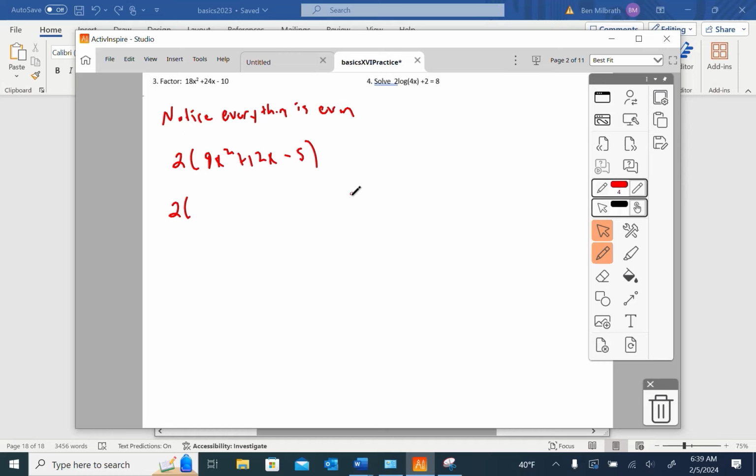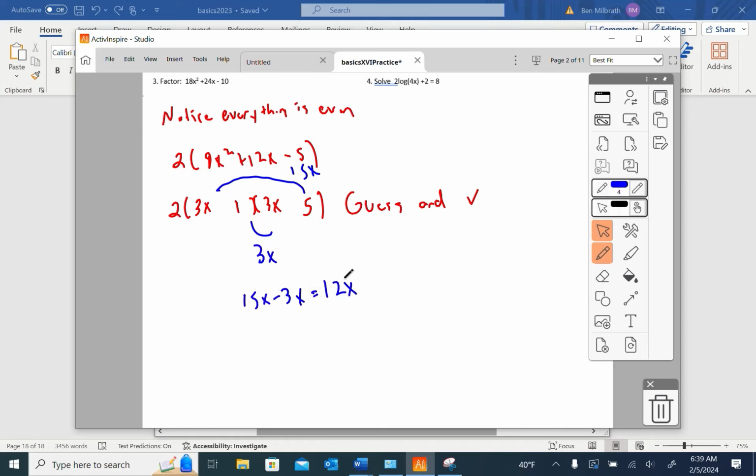Now what I am doing is I am literally guessing and checking. One of the ways I can make a 9x squared is a 3x and a 3x. The only way to make a 5 is 1 and 5. So let's try a 1, let's try a 5, and the outside would make a 15, don't forget the x, and the inside would make a 3. And I know that 15x minus 3x is 12x.